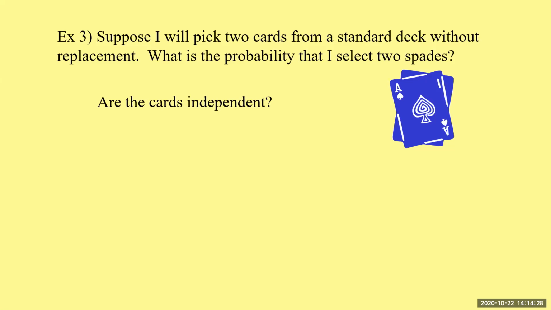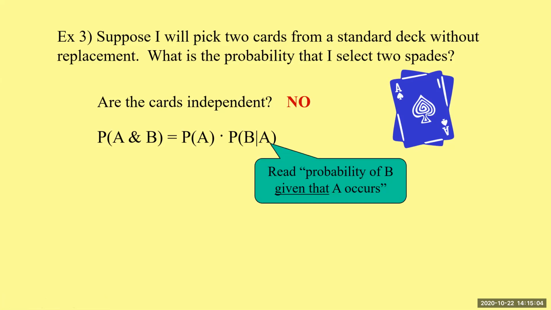So are the cards independent? If I draw a card without replacement and I'm not putting it back in the pile, then it is not independent. I'm removing a card, so that is going to affect my second probability. So what is the probability of A and B? The probability of A and B equals the probability of A times the probability of B given A. Since I'm not replacing, I need to do my given probability.